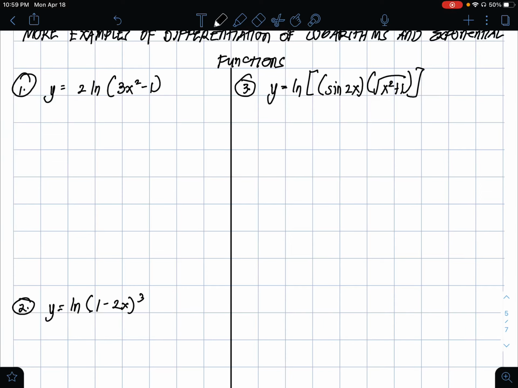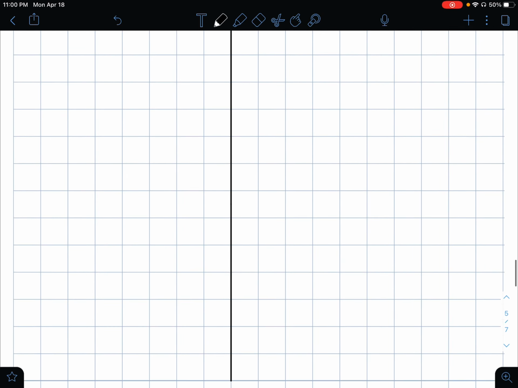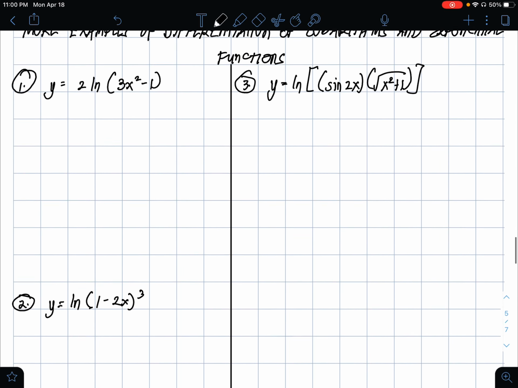As promised, I will be solving more examples of differentiations of logarithms and exponential functions. So there are examples na medyo lisod, there are examples na sayon na pod kaayo. So there are actually 5 examples that we will be solving tonight, and we are now going to start.